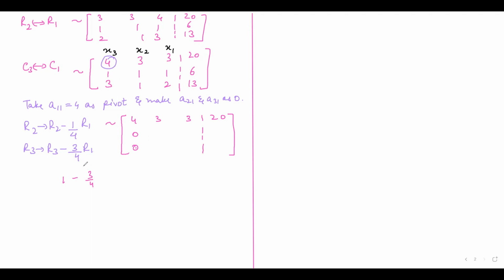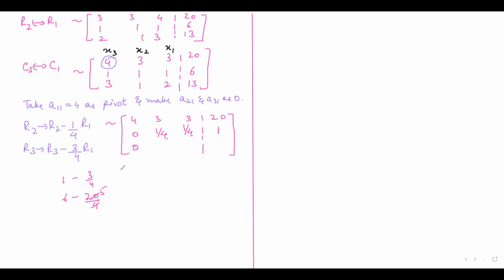Yeah, 1 minus 3. So this is 1 upon 4. And this would be again 1 minus 3 upon 4. This is 1 upon 4. This is 6 minus 20 upon 4. So that's 5. So 6 minus 5 is 1.